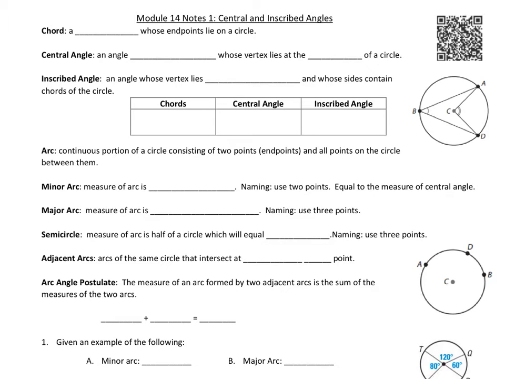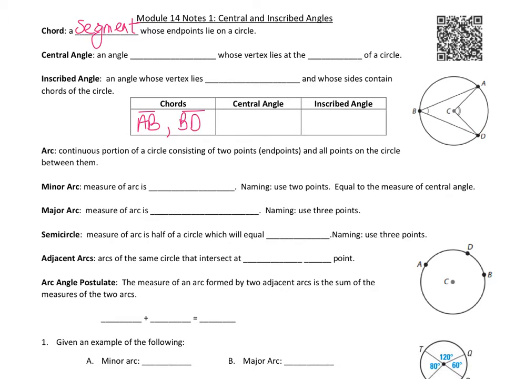In Module 14, we are going to talk about the beginning parts of circles, and this first section is going to be about a lot of definitions. The first one is a chord, and a chord is a segment whose endpoints lie on a circle. So in our picture over here, a segment that is on our circle, so the edge is on the circle, so a chord would be segment AB, and also segment BD.